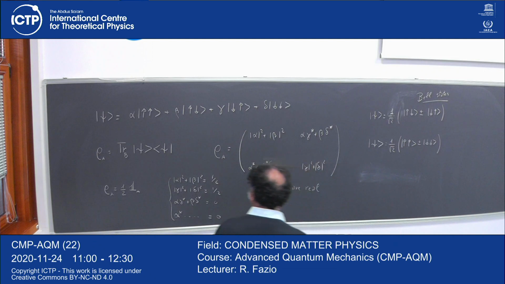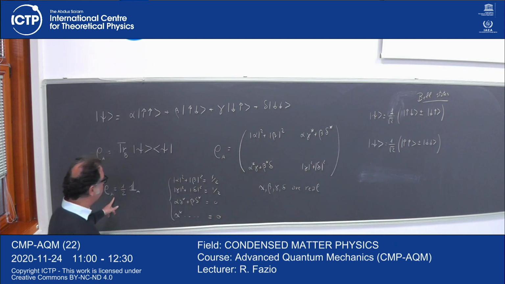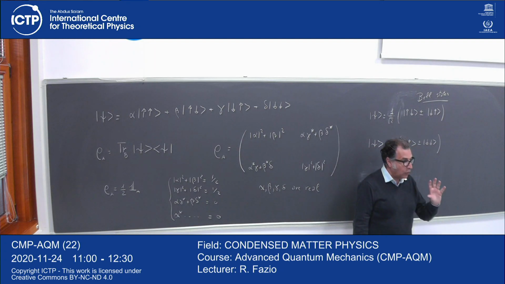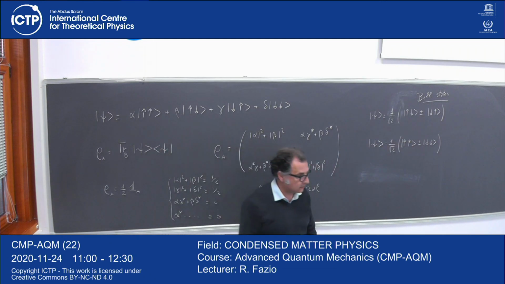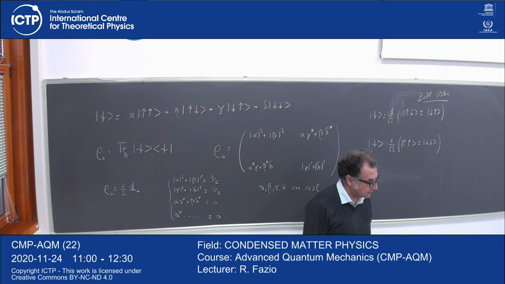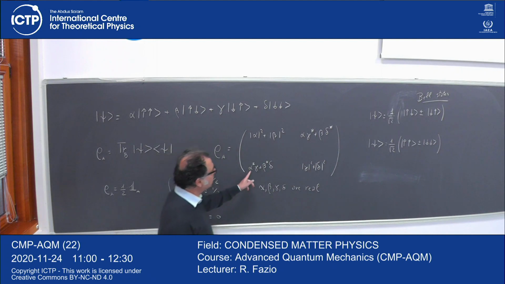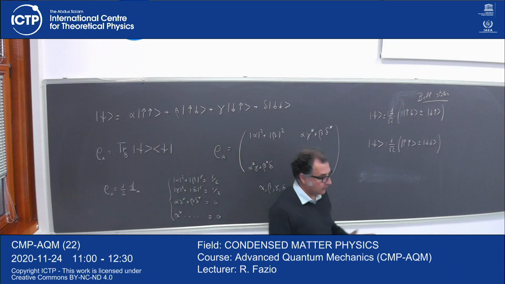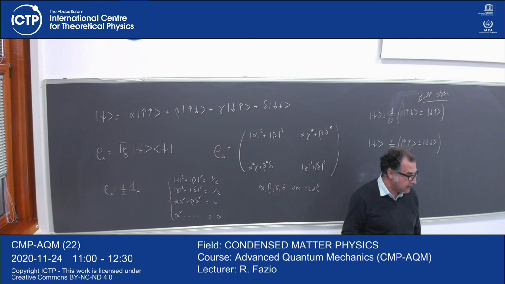No. We did not discuss this yesterday. You see, if rho A is the identity, this means that if you take a generic rotation of the spin A, the reduced density matrix will not be modified, because since it's proportional to the identity, if you just do a rotation on the spin A, it will not change rho A. Is this clear?